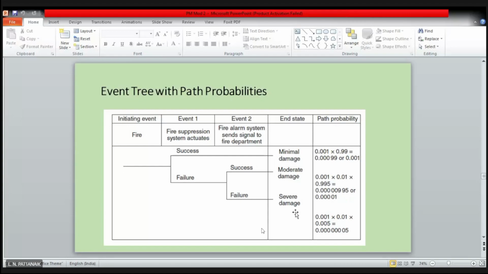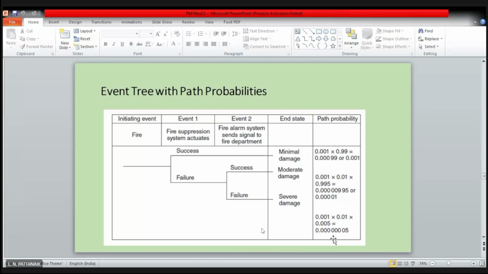Similarly, for severe damage, the probability is very less, as you can see. So it is least likely to happen because the probabilities associated with this are very low, right? So 0.001, that is the probability of fire, multiplied by probability of failure of event 1, that is also very less, 0.01. Then multiplied by failure of the event 2, that is also 0.005, right? So these are the probability of the various paths and the probability of happening of that kind of end state.